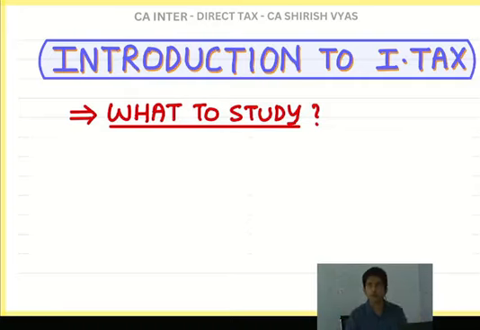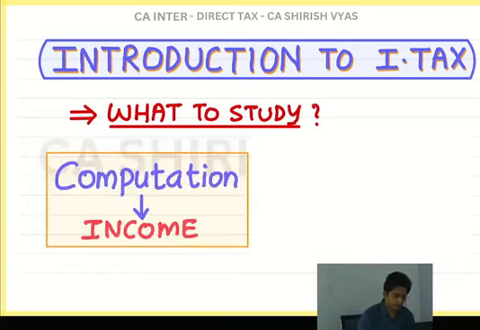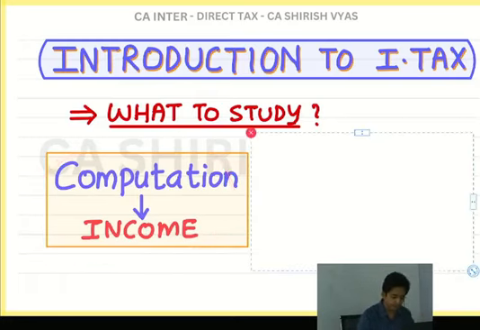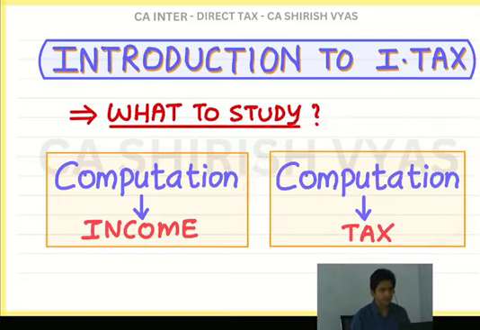Now the main point: what a student has to study. See what I have written here on the screen. What to study in this subject. So see, in this subject of income tax you will study how to compute income of any person and how to compute tax. First you have to learn how to compute income of any person, and then you will study how to compute the tax. Okay, as the name says, we are studying income tax. So first we will study how to compute income and how to compute tax. Compute means to calculate. Okay.